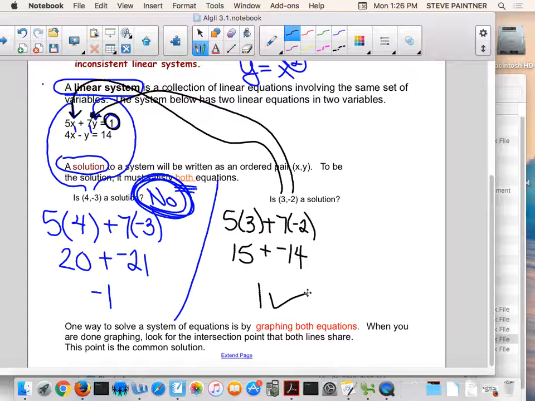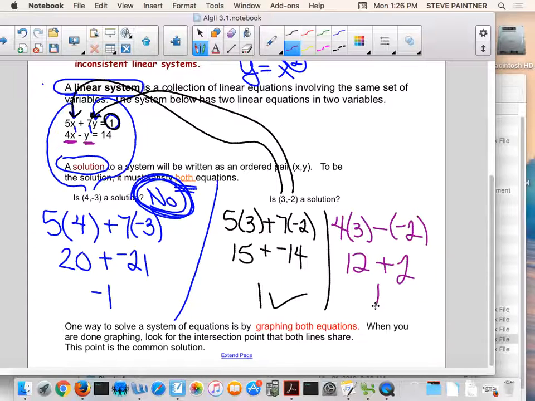So is that the answer? We don't know yet. You don't know yet until you check both equations. Check the other equation. 3 goes in for x, and negative 2 in for y. So that'd be 4 times 3, take away y. Y is what? Negative 2. 4 times 3 is 12. 12 take away negative 2. Double negative, plus 2. Turns into plus 14. What do you want? 14. Check. Is it the solution?